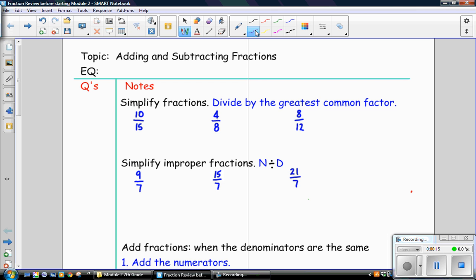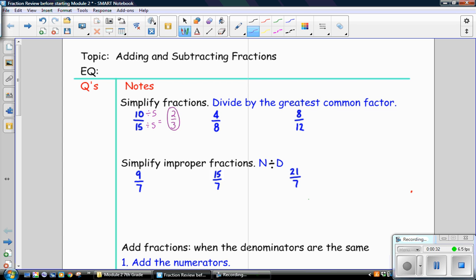The factors for 10 and 15 have a common factor of 5, so we'll divide both the numerator and the denominator by the same number. And that gives us a fraction of 2/3 for an answer. So 10/15 is equivalent to 2/3.